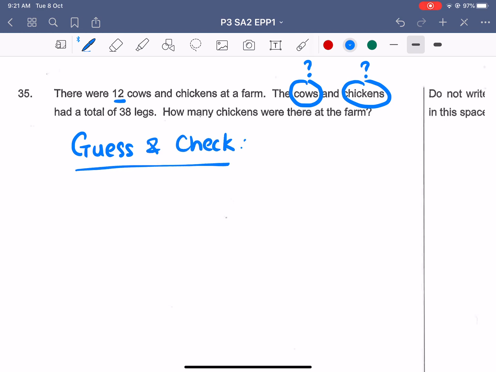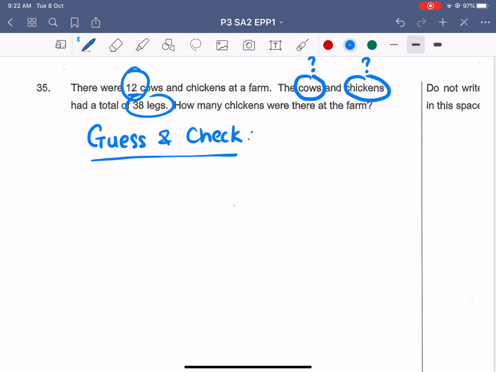Alright, so how do you find out whether a question is a guess and check? You are given two items. You know the total. But you don't know how many $5 notes. You don't know how many $10 notes. You don't know how many cows. You don't know how many chickens. So remember how you do a guess and check?